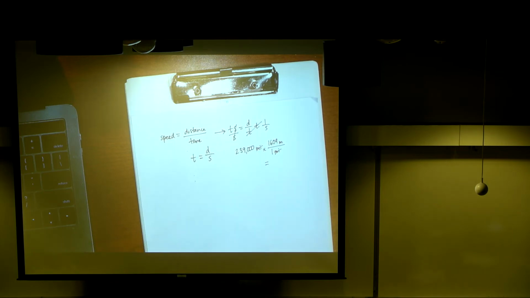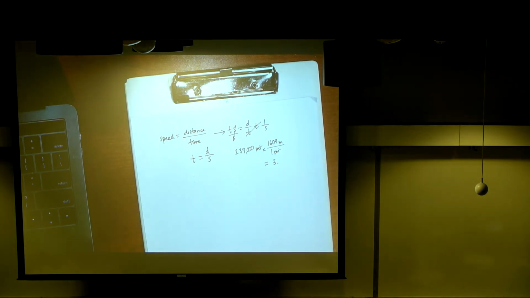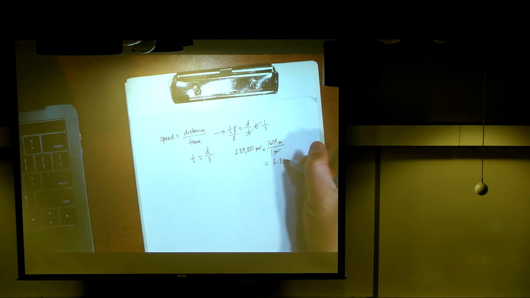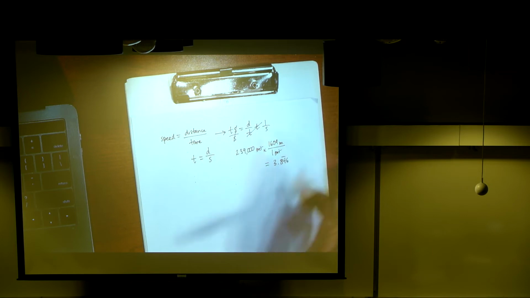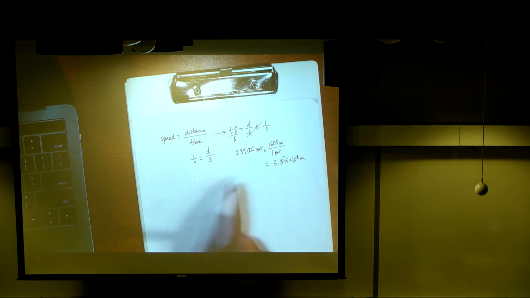So yeah, let's get those calculators out. So here, I'll tell you how this one works out, and then the next one I want you guys to do. So this is 3.846. We'll keep actually 3 sig figs on that. Times 10 to the 8 meters. That's what you'll get if you do this unit conversion.